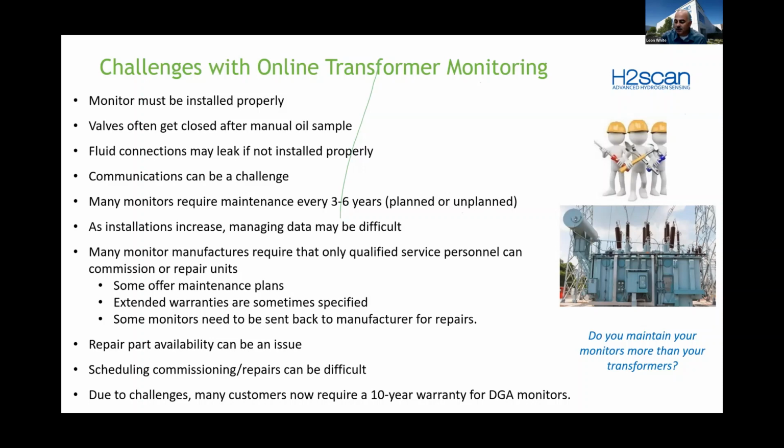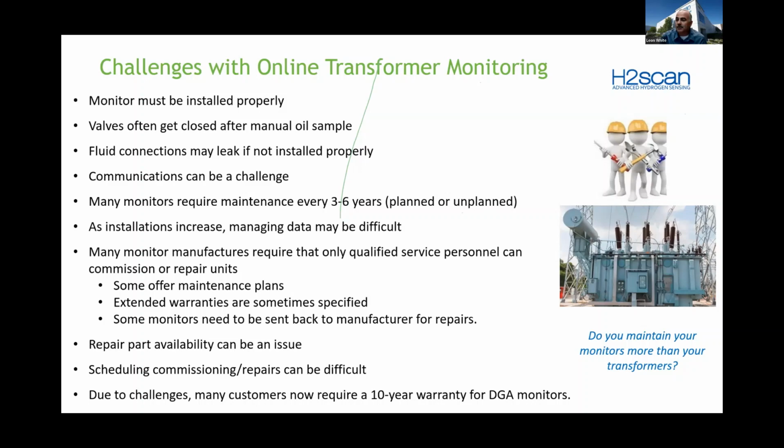There's a lot of times when monitors are specified on a new transformer and the transformer OEM isn't trained properly or doesn't read the manual and installs valves backwards or mounts things on transformers. A lot of monitors cannot be shipped on the transformer. They need to be removed from the transformer for shipment and then reinstalled in the field. And so there's a lot of details that need to be paid attention to when installing the monitors.